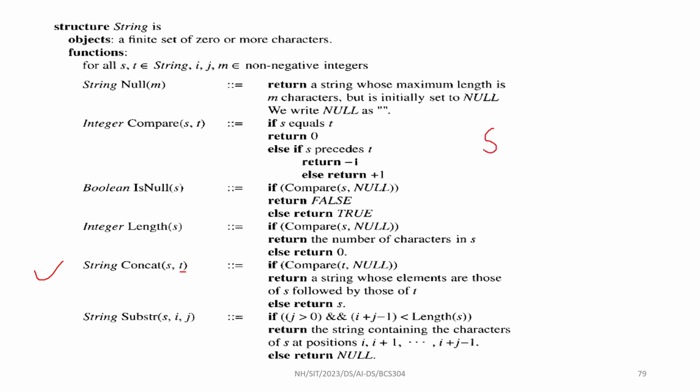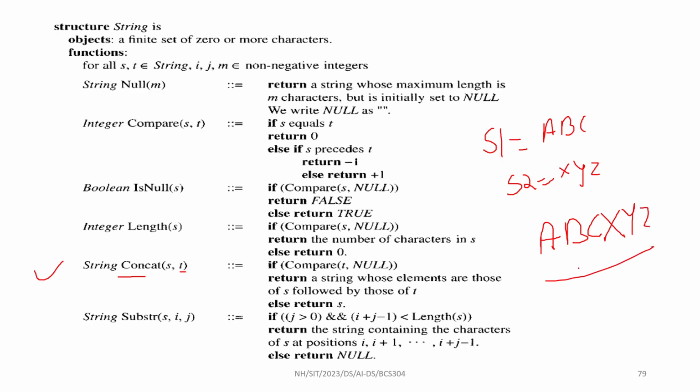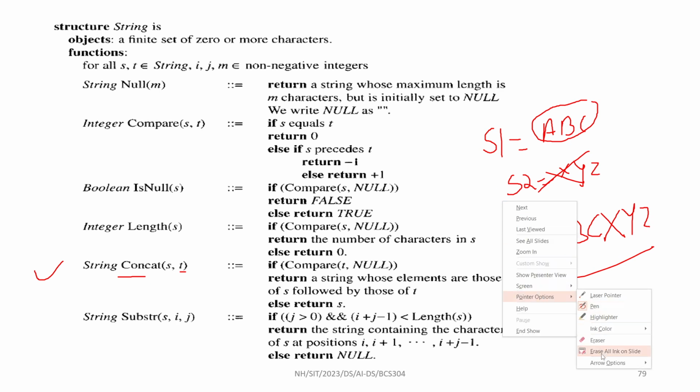For example, suppose S1 is ABC and S2 is XYZ. Then the function is concatenate S1, S2. That means the answer will be first ABC, followed by XYZ. This is the concatenation or merging operation. Suppose S2 is null, then only ABC is the final answer because the second string is not there, so only the first string is returned.